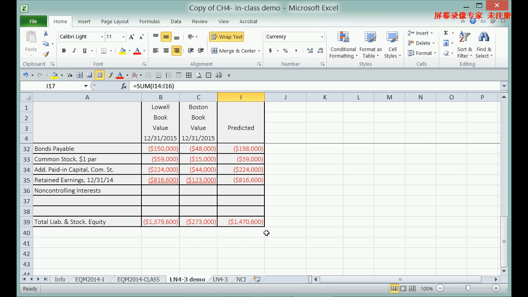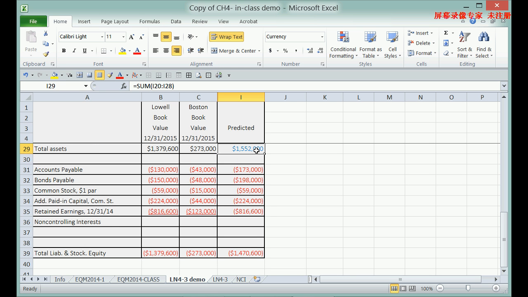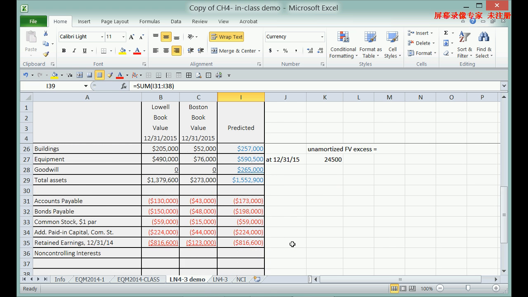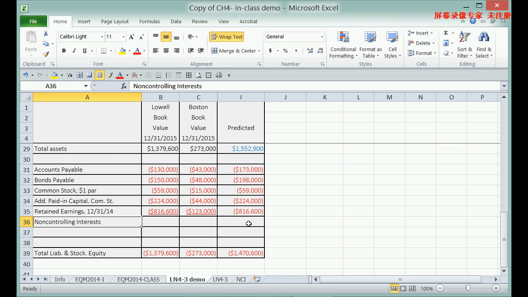Okay, so now when I examine my total assets and my total liabilities plus stockholders' equity together, they are not the same. Now I freaked out because they are not the same. But if I look at my financial statements closely, I notice that I have a non-controlling interest under the equity section that I have not filled in. So we need to predict the ending balance of the NCI at December 31st, 2015. How am I going to do that?